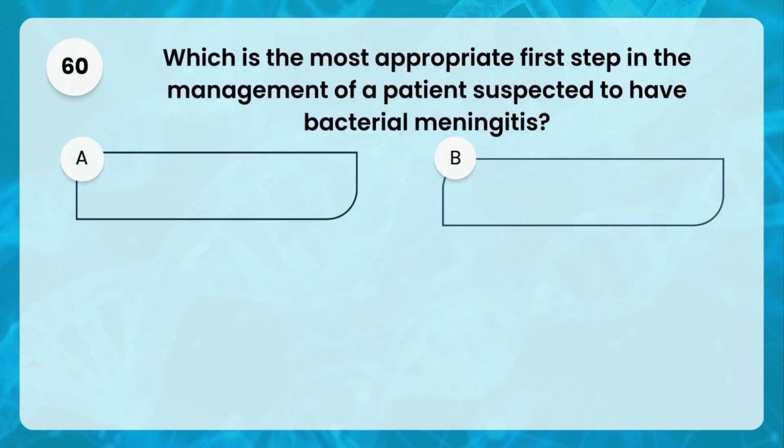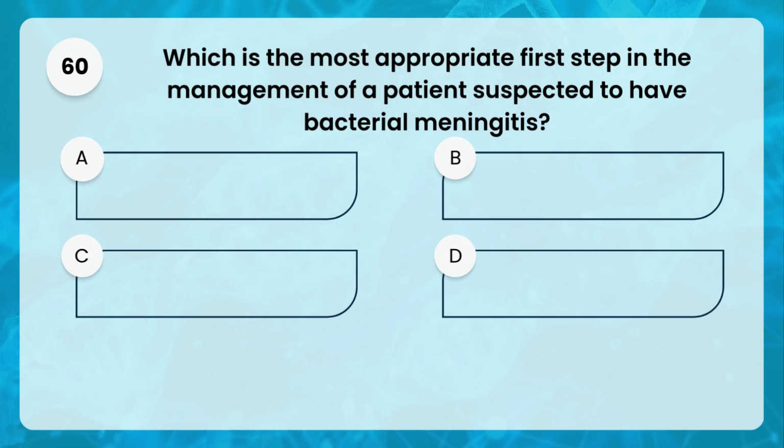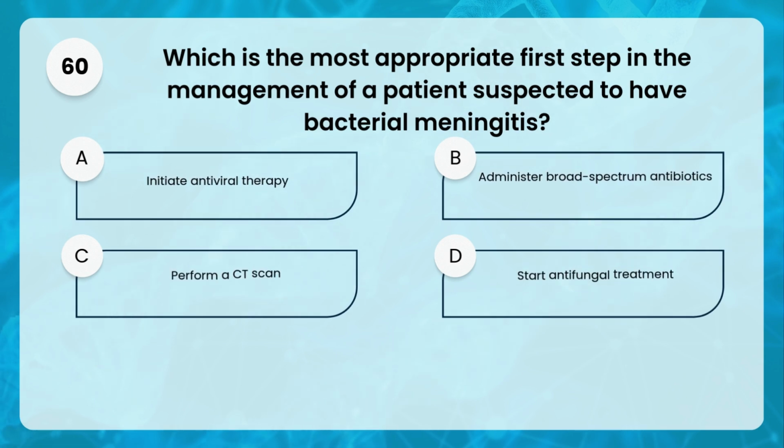Number 60. Which is the most appropriate first step in the management of a patient suspected to have bacterial meningitis? A. Initiate antiviral therapy. B. Administer broad-spectrum antibiotics. C. Perform a CT scan. D. Start antifungal treatment.